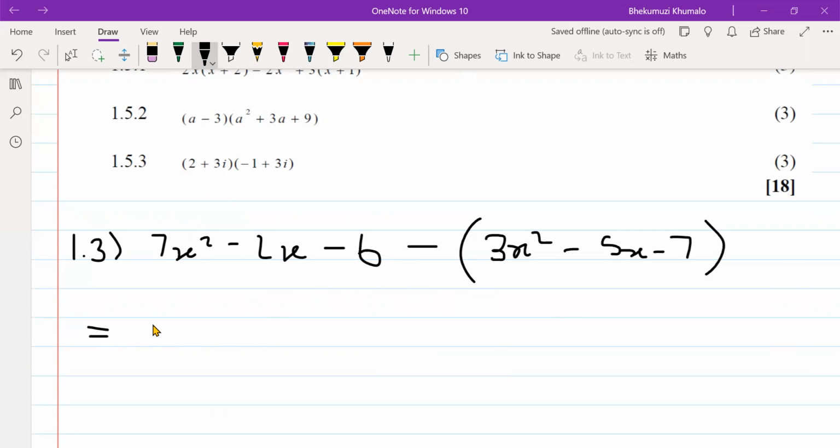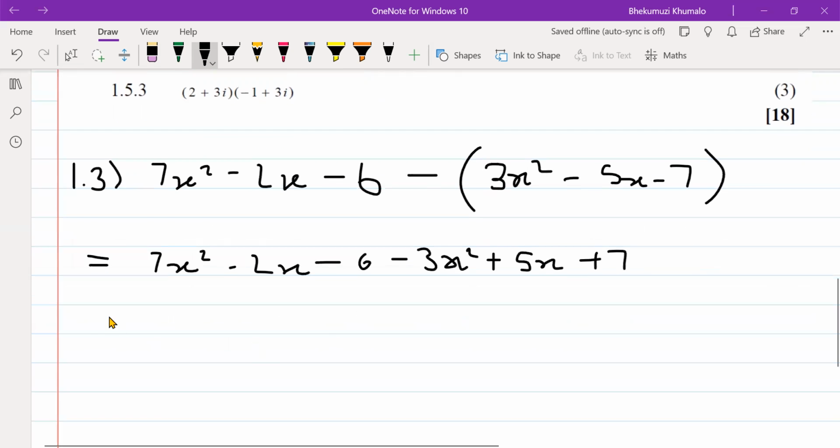So in this case, then it's 7x squared minus 2x minus 6 minus 3x squared plus 5x plus 7. Now, how did that happen? Remember, because it's a negative sign outside the bracket, it changes all the signs. So this is a positive 3x squared. So we change it now to negative 3x squared. This is a negative 5x. We change it to positive 5x. And negative 7 changes to positive 7. Okay. And now the next step is to add the like terms.